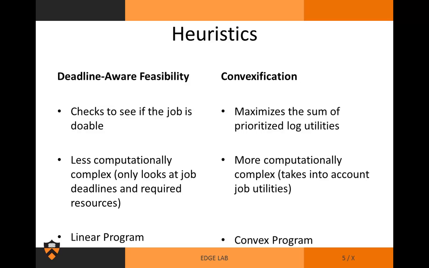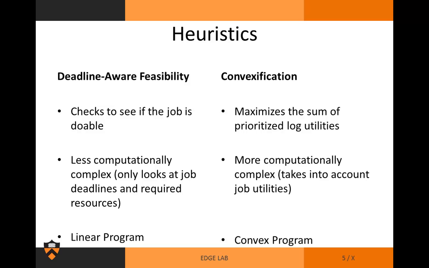In response, we at Edge Lab have developed two heuristics, or simpler approximations, to tackle this problem. First, we have developed something we term deadline-aware feasibility, which checks if there is sufficient resources to complete a job by its deadline. This simply checks to see if it is feasible to accept the incoming job, ignoring the question of in what order and what amount of resources should be allocated to each job such that they finish in a way to maximize the product of their prioritized utilities. This heuristic is a linear program, which is very easy to solve.